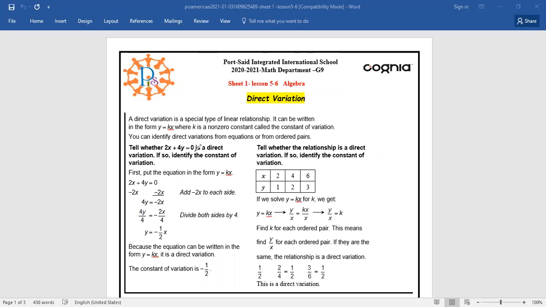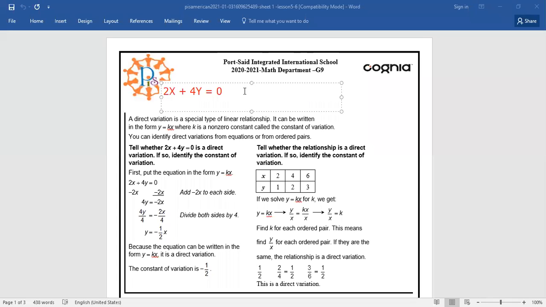I'm going to rewrite the equation. We keep 4y on one side and move 2x to the opposite side as negative 2x. Let me explain it here: we have 2x plus 4y equals 0, and I want to rewrite this to follow the direct variation.